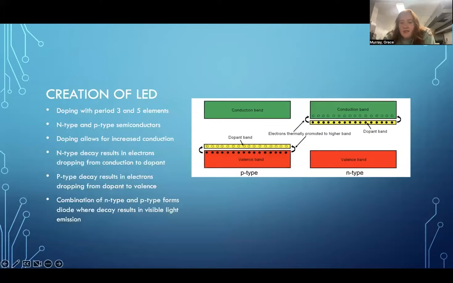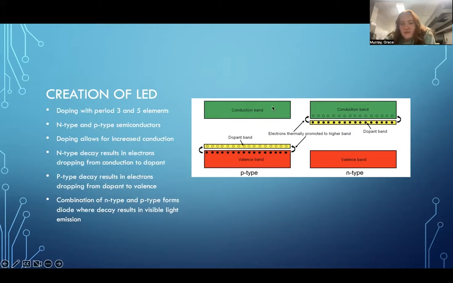So, many elements in the fourth group on the periodic table are semiconductors, though conduction may only occur at extremely high temperatures. In order to increase the conduction, semiconductors may need to be doped with group 3 and group 5 elements. There are two types of semiconductors that occur after doping. The N-type, as shown here on the right, where there's a dopant band right underneath the conduction band, and electrons are promoted from the dopant band into the conduction band.